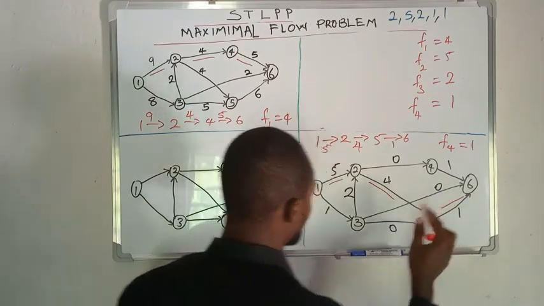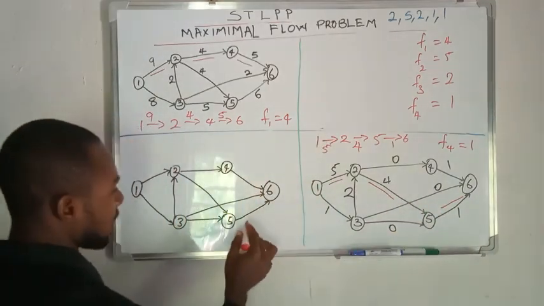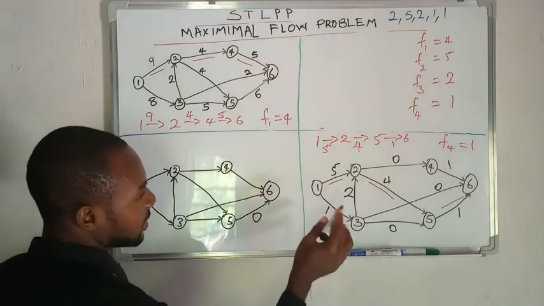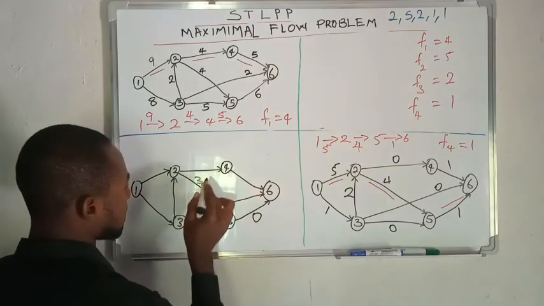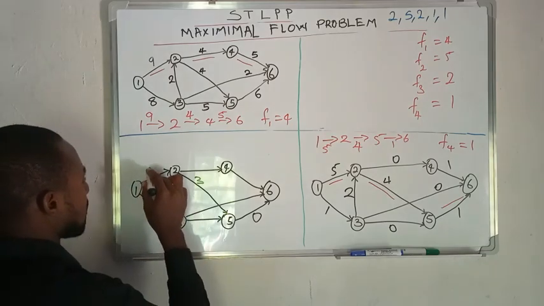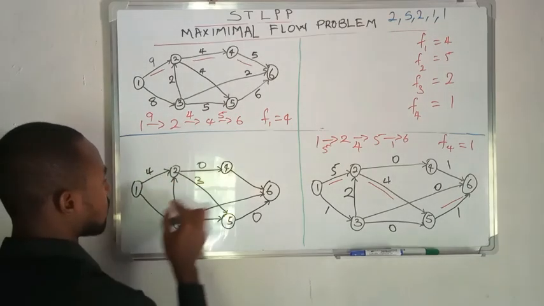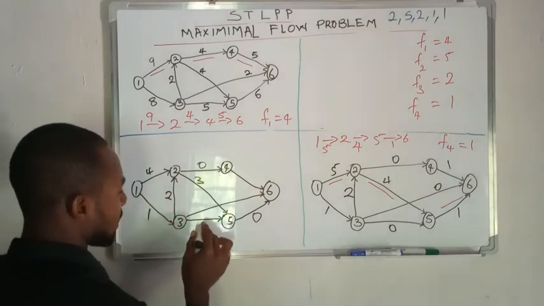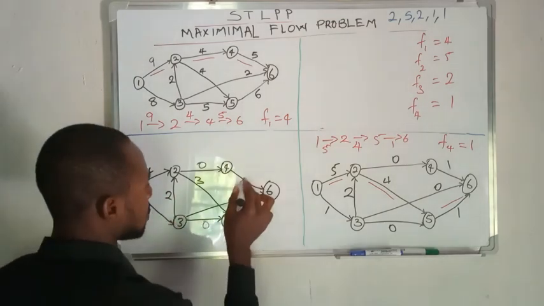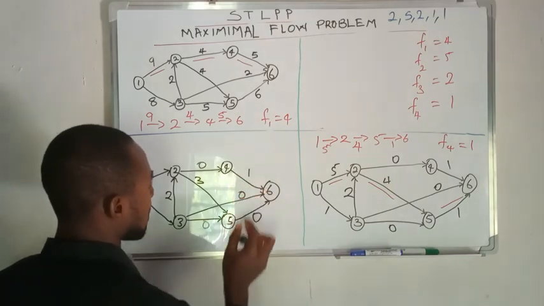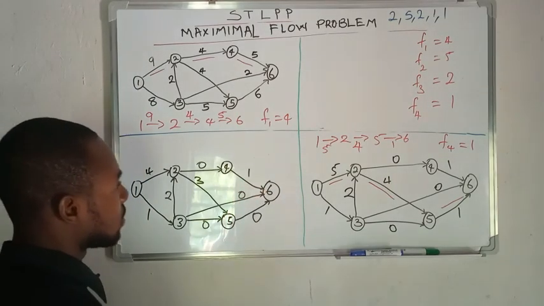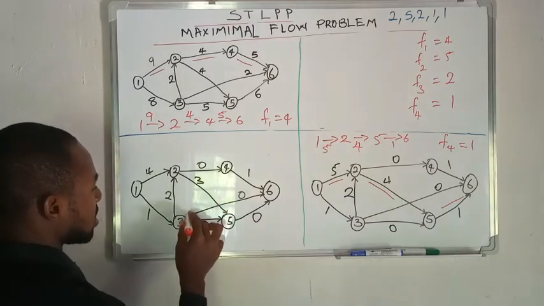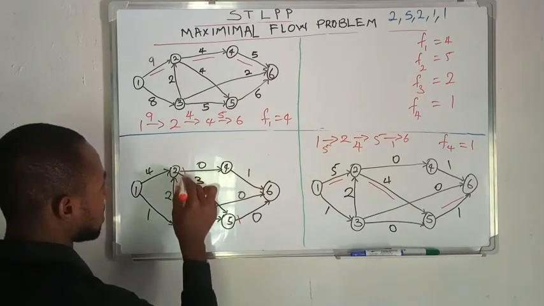Subtracting 1 from 5 to 6 here will give us 0, and then from 2 to 5 we have 3 remaining here, and right here we'll have 4. So let me write out the rest. We have 2 here, we have 1, and we have 0 here, and right here we have 0 and 1. So we see that we can no longer go through this path here, here, and here.